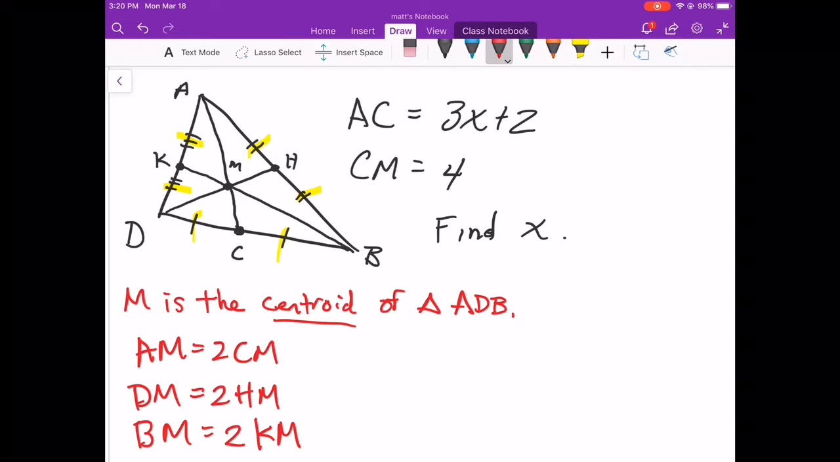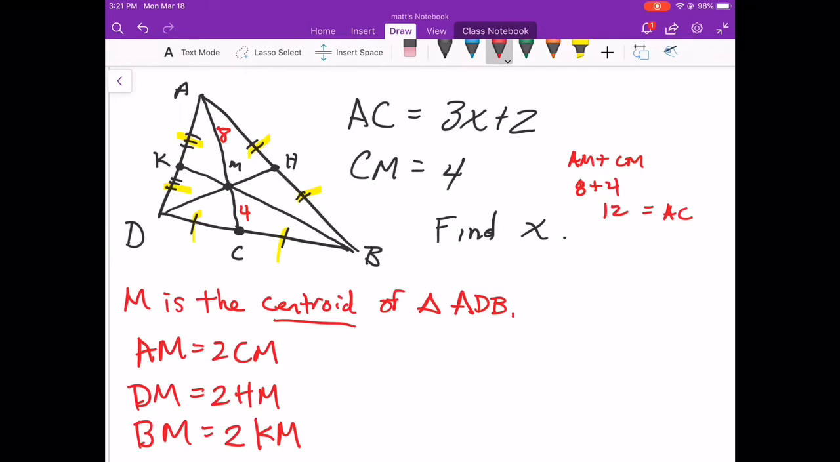So how's that going to help us in this problem? Well, they tell us that AC is 3x plus 2, and they tell me that CM is 4. Okay, well, I know that CM is 4. Well, automatically that should tell me that AM is 8. Well, if I add AM plus CM, that's going to give me 8 plus 4, which is 12. Well, that tells me that AC is 12.